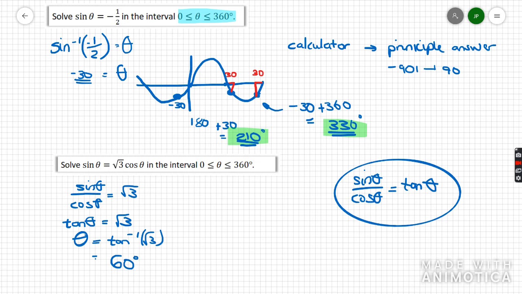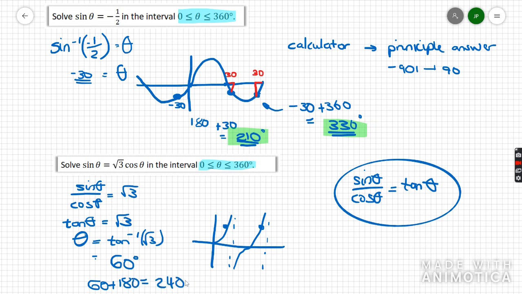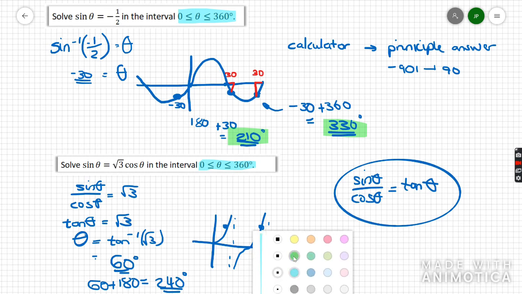Again, we'll just double check what range we want our answer between. We want our answer again between 0 and 360. So I've got one of my solutions. I know tan repeats every 180 degrees, because again, we've got our tan graph. If I've got one answer at 60, which is here, I can get another answer over here. So I can do 60 plus 180. So my second answer is going to be 240. And there are my two solutions: 60 degrees and 240.